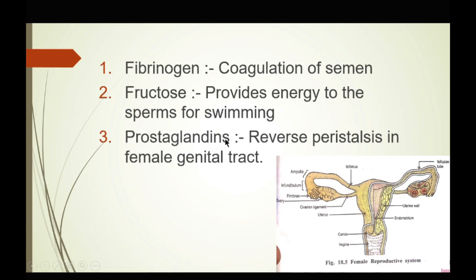And then later you can see that the third component of the seminal fluid is the prostaglandin. What prostaglandin does is bring out reverse peristalsis in the female genital tract. Suppose that this is the female genital tract, you can see in this figure. This is the reverse direction. From here to here, reverse peristaltic movements are brought about in the muscles. So the muscles of the vagina, or the muscles of this female genital tract, contract in the reverse way, and due to that the sperms can move at a faster rate in this female genital tract.